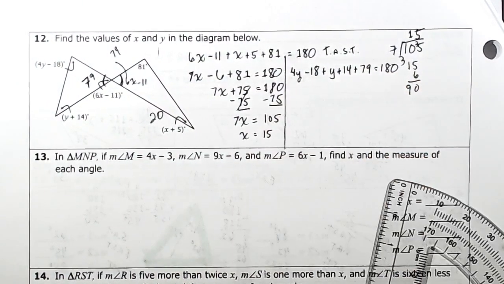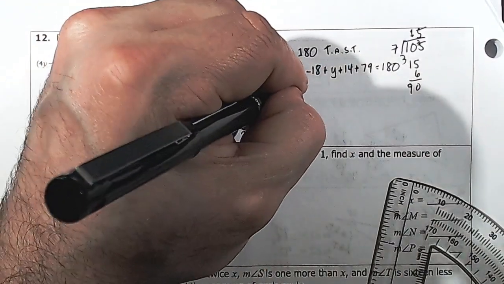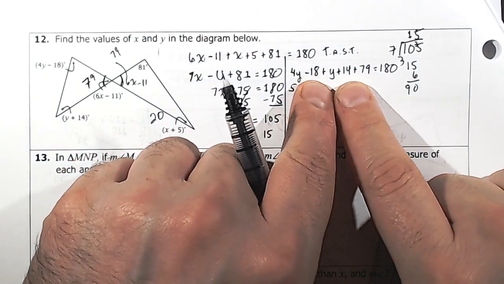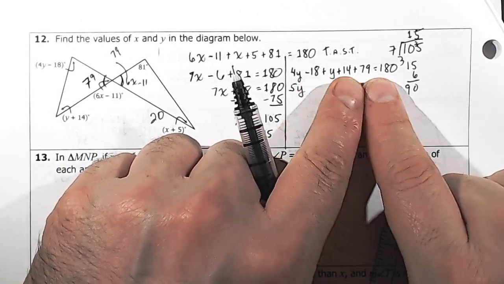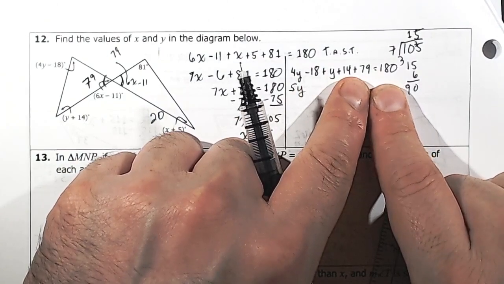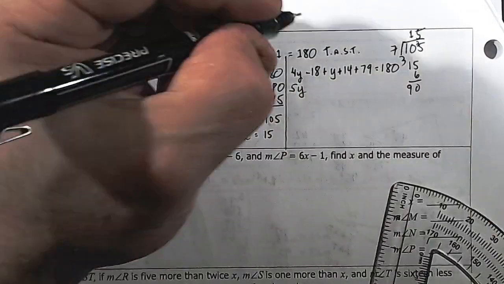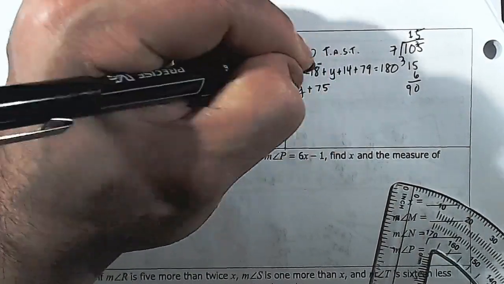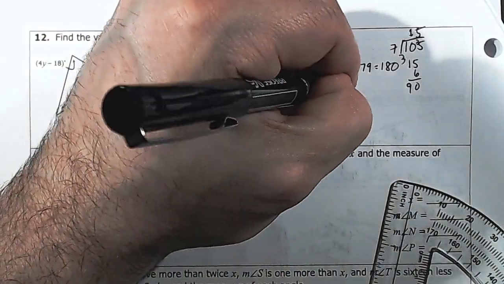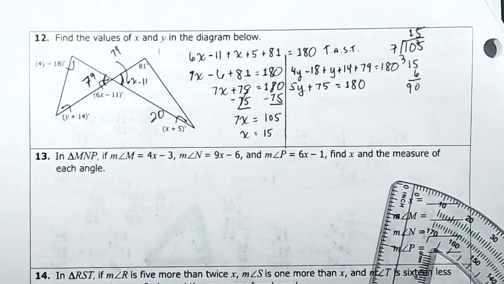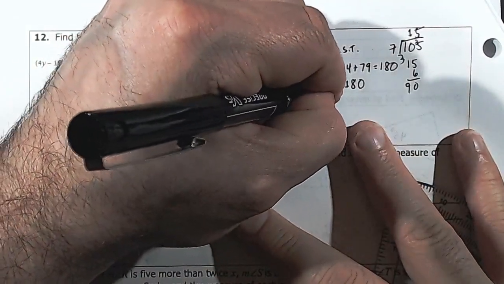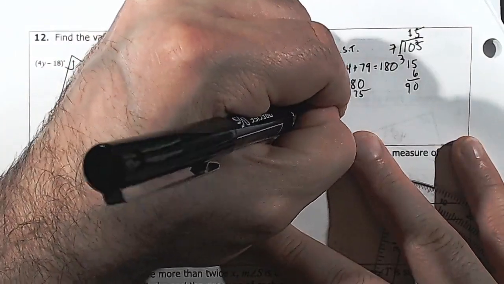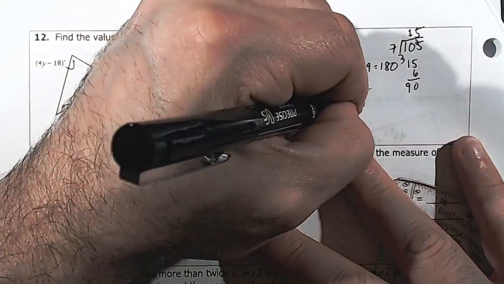So let's combine like terms. I have 4y plus y is 5y. And let's see if we can knock this math out. Negative 18 plus 14 is negative 4. Negative 4 plus 79 is 75, right? So 5y plus 75 equals 180. Is that what I'm saying? And now I'll subtract 75 from both sides. And I have 5y equals 105.